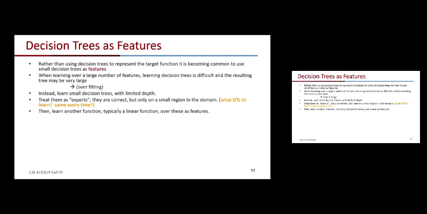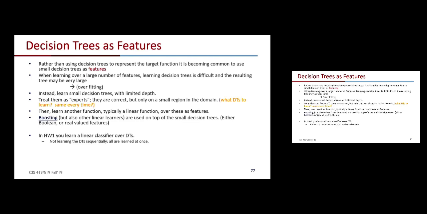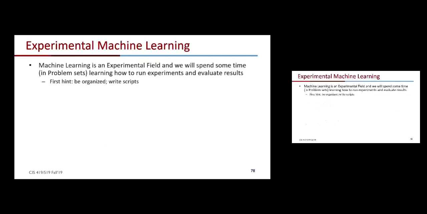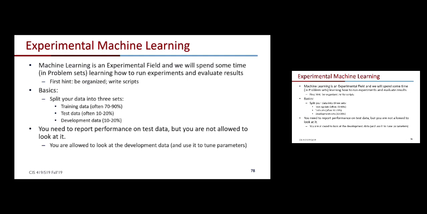Okay, so we talked about decision trees as features. We talked about all these issues. One of the things that you're going to be exposed to for the first time with this homework is that machine learning is really an experimental field. Most of the problem sets are going to have a significant component of running experiments and trying to understand the results of the experiments. So I want to talk a little bit about how we do this.